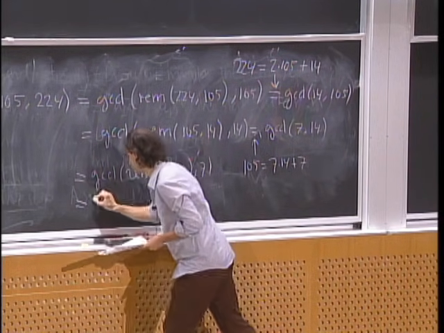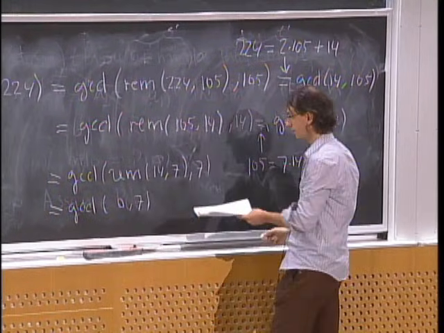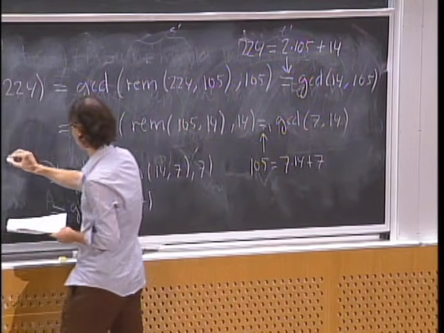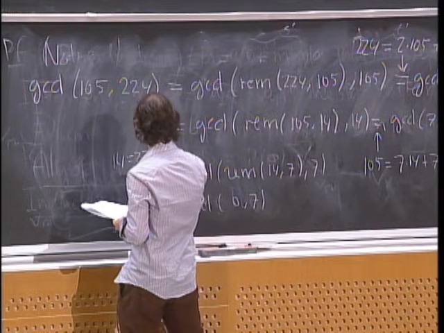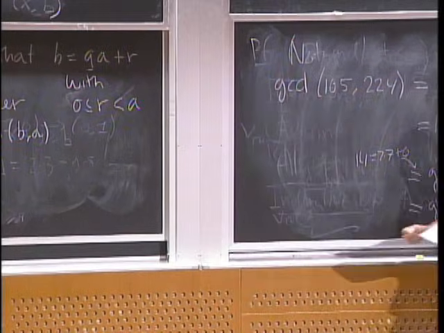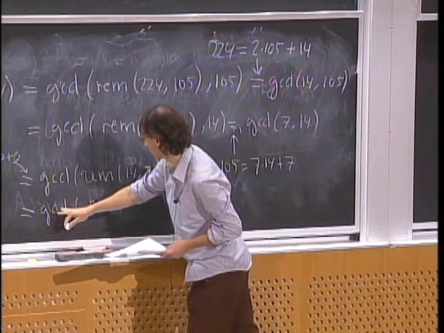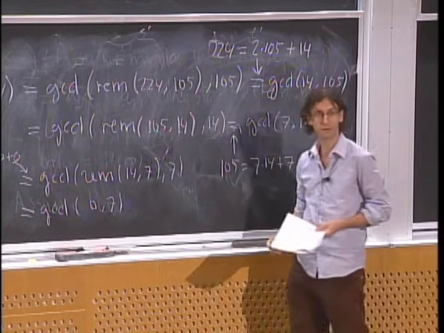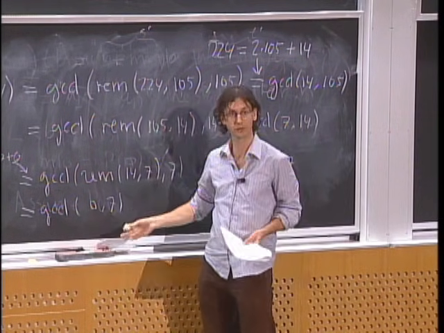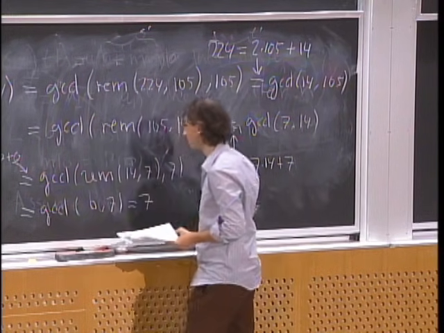Now, this is equal to 0, 7. Why is that? Because 14 is equal to 2 times 7 plus 0. So 0 is the remainder after dividing out 7 as many times as possible. Okay, so we have the greatest common divisor of 0 and 7. What's the largest integer that can divide both 0 and 7? Well, any integer can divide 0. So we know that this is equal to 7.